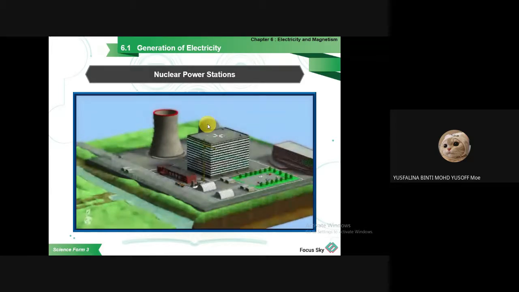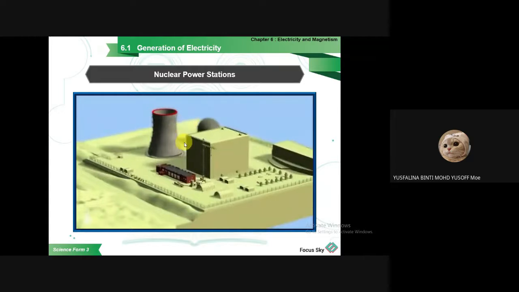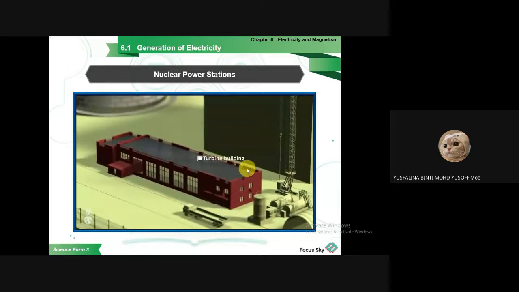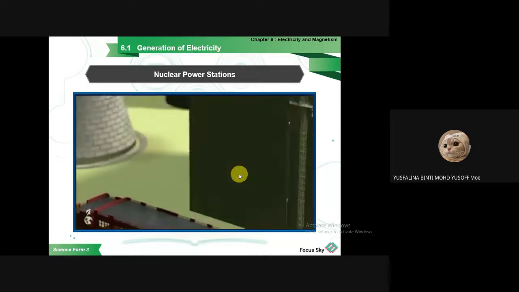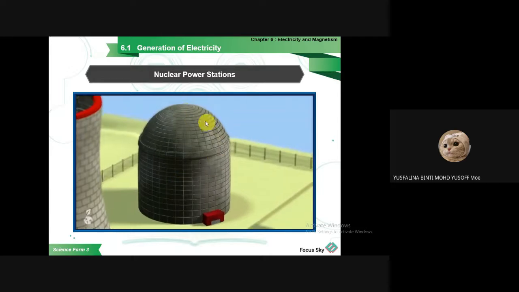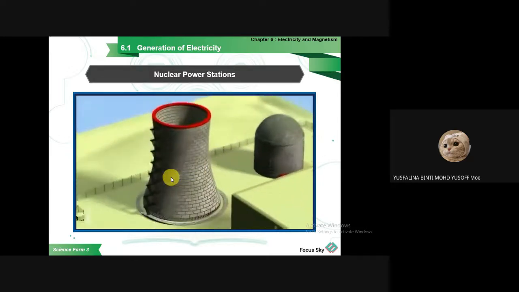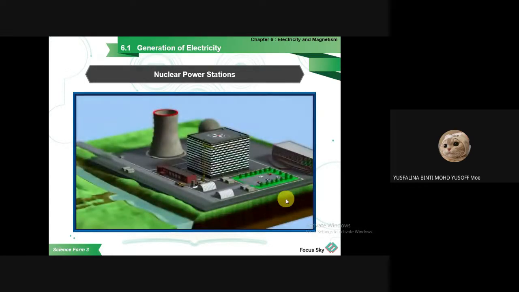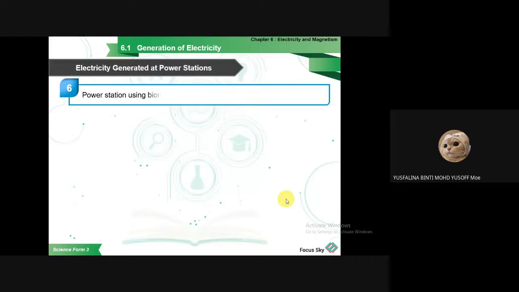So it consists of a few buildings. This is the turbine building, and this is the containment building, where the nuclear reaction occurs. So this one must have a very thick wall. I just skip that one.